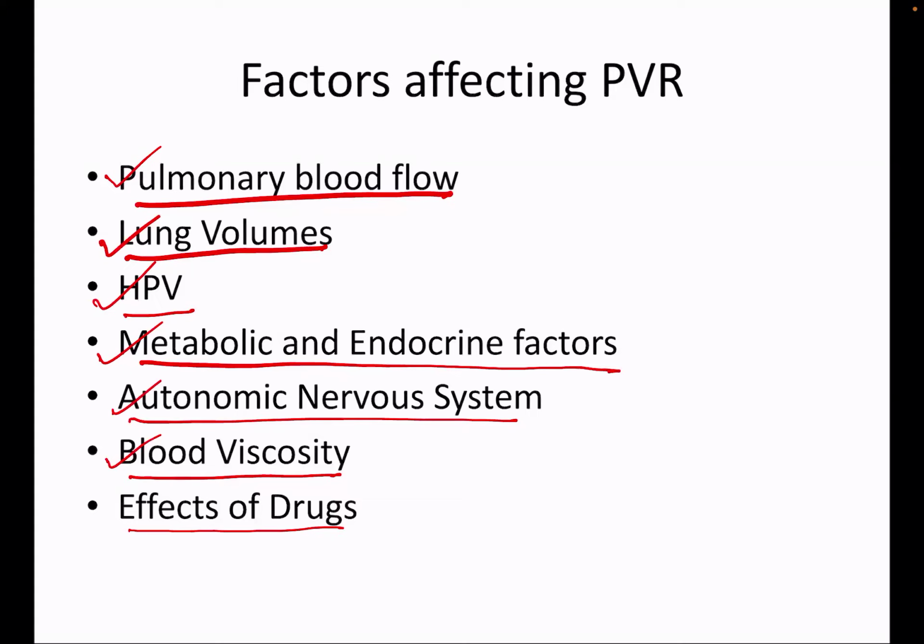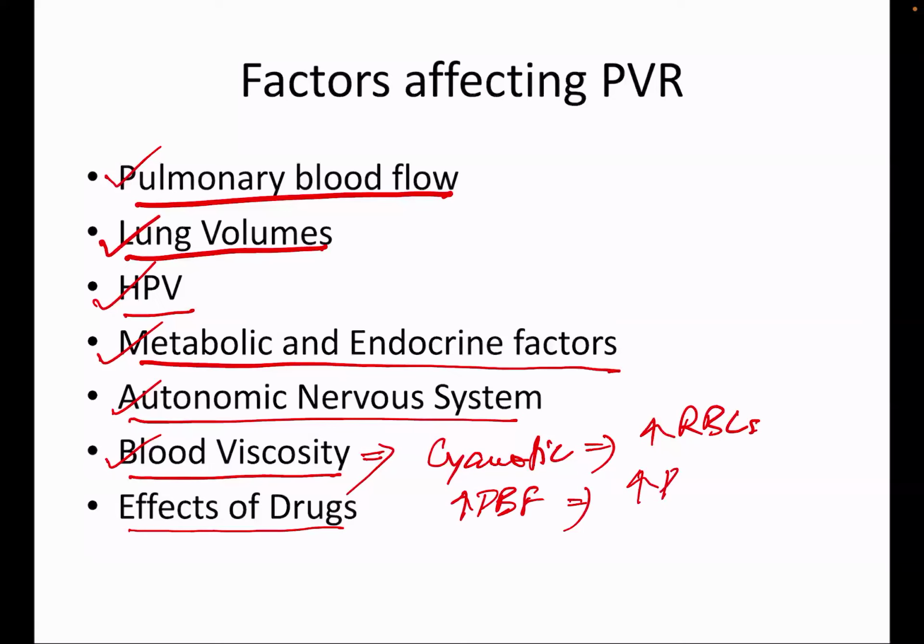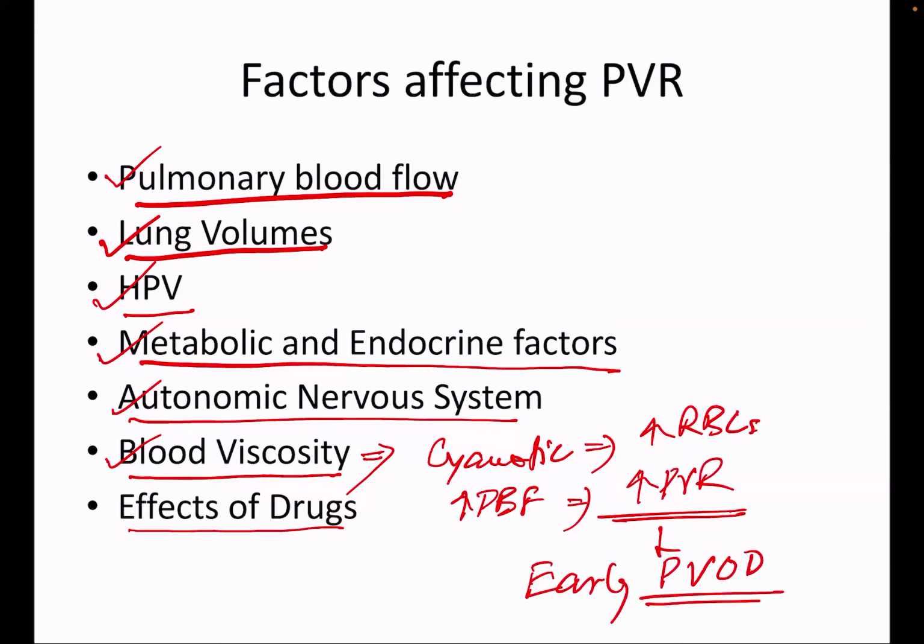This blood viscosity parameter is important in patients who are cyanotic because they have increased RBC, and in patients where there is increased pulmonary blood flow due to a congenital disease, it has a very important bearing, and the PVR increases rapidly and leads to early pulmonary vaso-occlusive disease. This is very important.